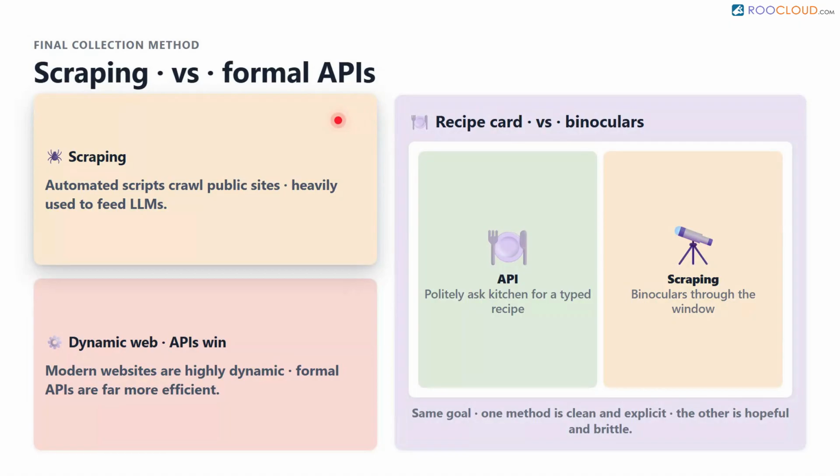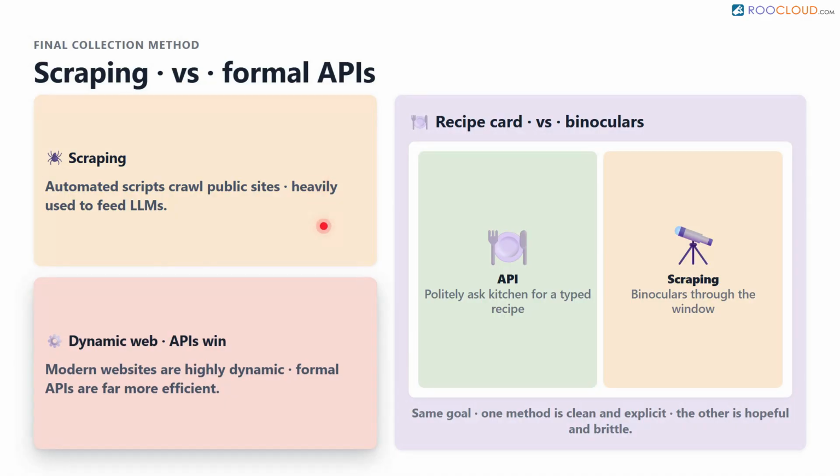Our final data collection method is scraping. Scraping involves deploying automated scripts to crawl websites and aggregate vast amounts of public information into a single location. This technique is heavily used to gather the massive volume of data required for large language models.